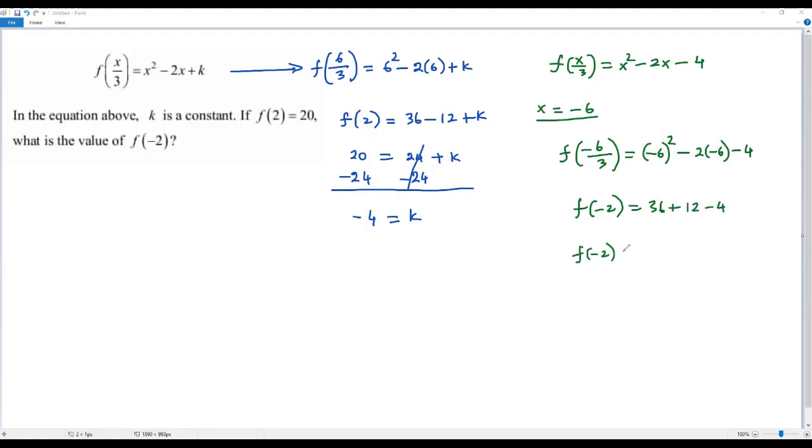Okay, f(-2) = , when I add 36 and 12, I am getting 48. When I combine +48 and -4, I am getting +44. Okay, here I got the value of f(-2). Its value is 44.